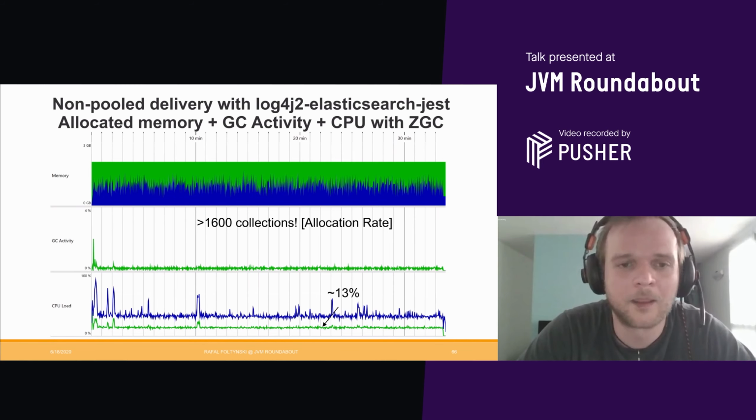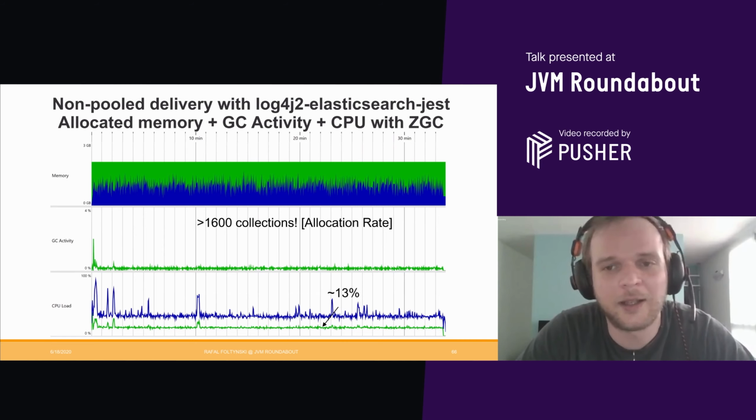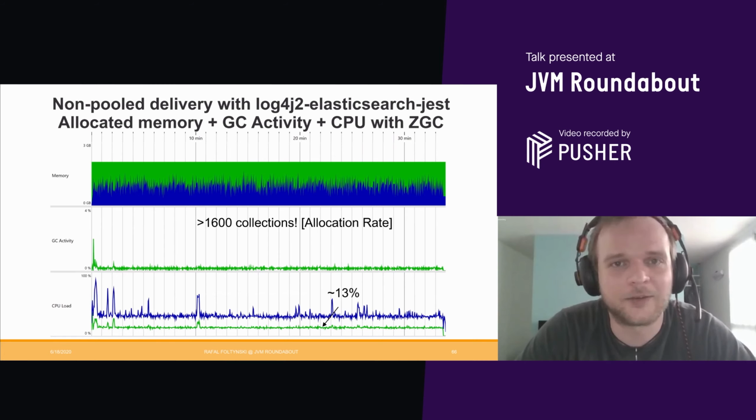Also, the CPU usage was much higher. So this clearly indicated that the object pooling helped a lot in this case. And 13% versus 5%. When you extrapolate it to hundreds of servers doing some work, you can save thousands or tens of thousands of dollars, maybe even more on your infrastructure.